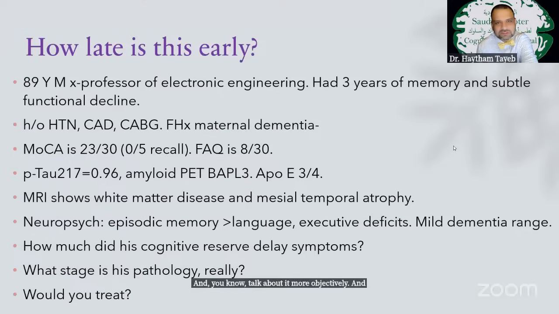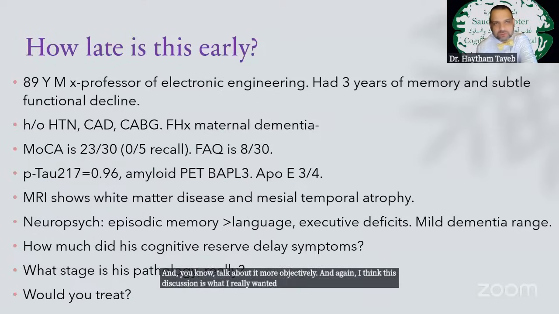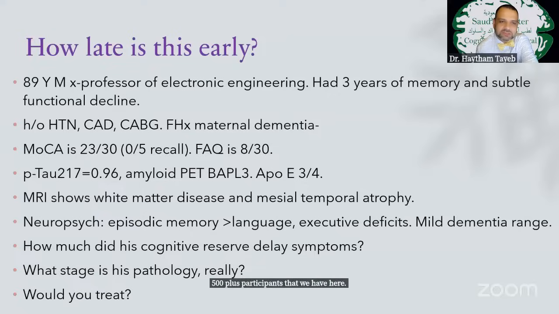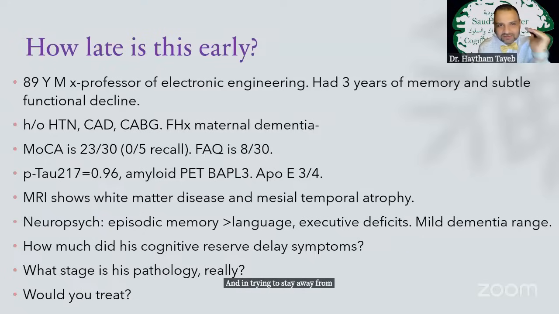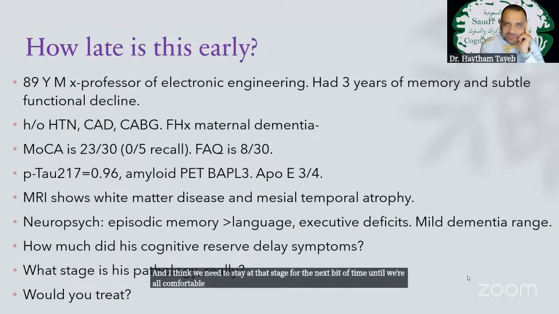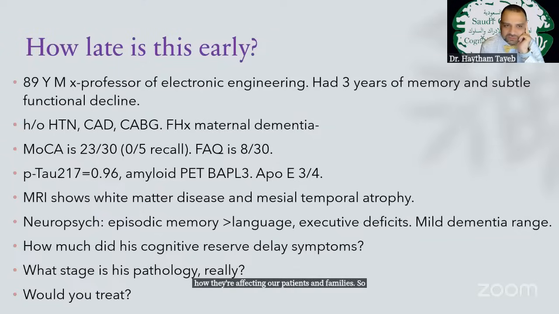And again, I think this discussion is what I really wanted to come out of this for all of those 500-plus participants that we have here. It's complex decision making and clinical reasoning, and I will admit that I am not 100% sure of the decisions. It's almost entirely dorsolateral prefrontal, trying to stay away from pattern recognition and reflexive thinking. I think we need to stay at that stage for the next bit of time until we're all comfortable and we know exactly what these meds do and how they're affecting our patients and families. So thank you both for saying what you said.